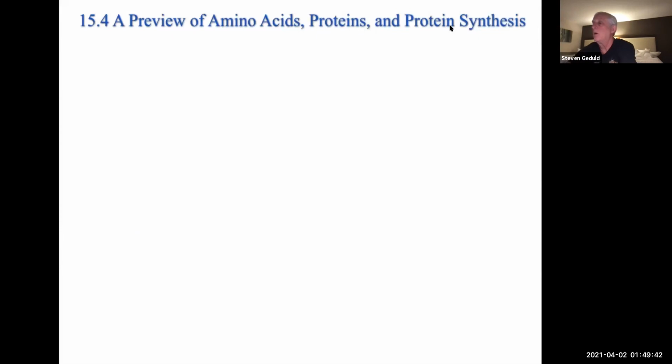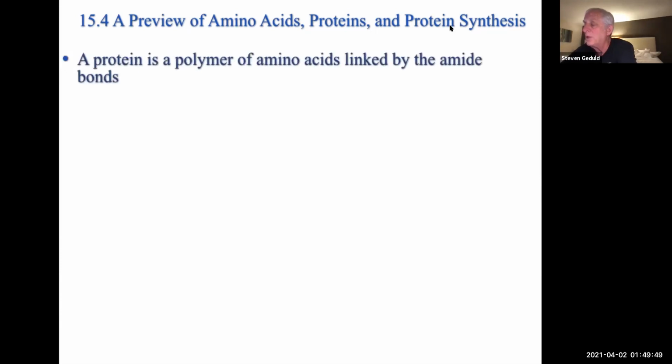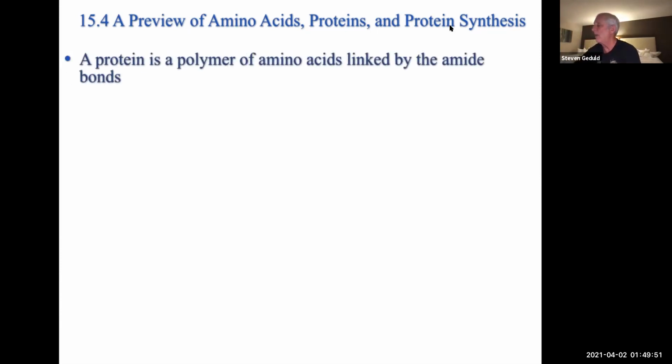Okay. So preview amino acids, proteins, and protein synthesis. We're going to get into a lot of this in the next following chapters in biochemistry. So a protein is a polymer, which is many links of amino acids linked by the amide bond.